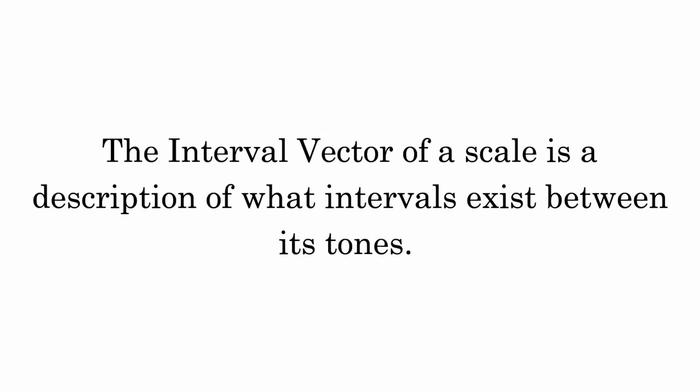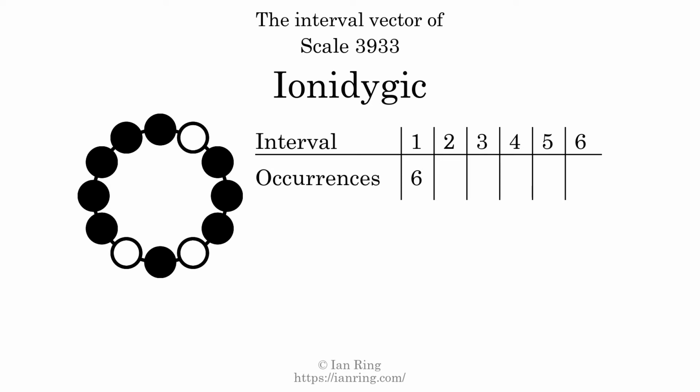The interval vector of a scale is a description of what intervals exist between its tones. There are 6 intervals with the size of 1 semitone. They are here, here, here, here, here, and here. There are 7 intervals with the size of 2 semitones. They are here, here, here, here, here, here, and here.